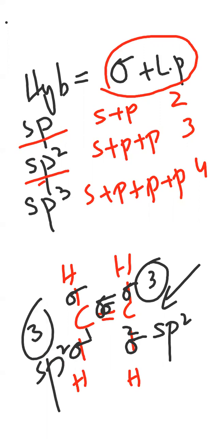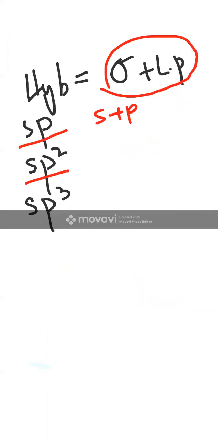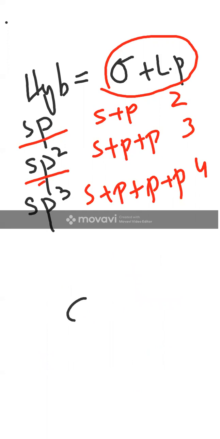But let me tell you one more thing. In organic chemistry, you have to focus on the shape of molecule also. There is no lone pair. So I cannot make hydrogen like this. No, no, no, no, no.